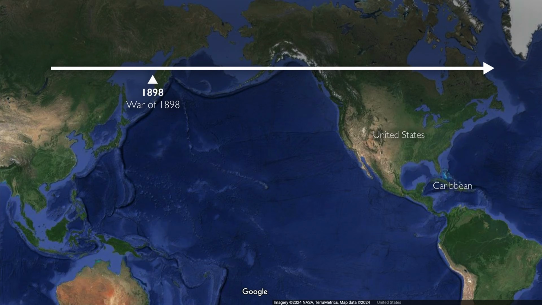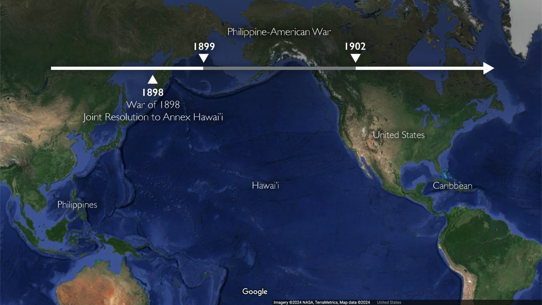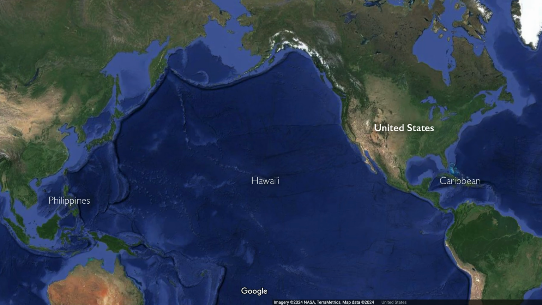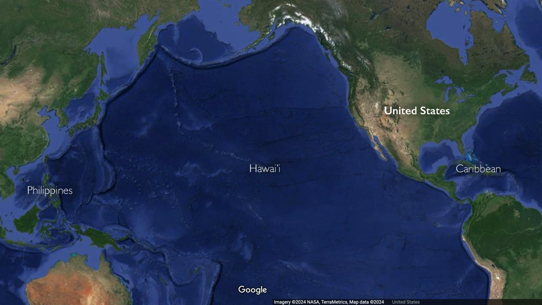The War of 1898, along with the joint resolution to annex Hawaii, and the Philippine-American War, which is triggered by the refusal of the United States to accept Filipino independence, are the three conflicts that turned the United States into a world power with overseas territories.